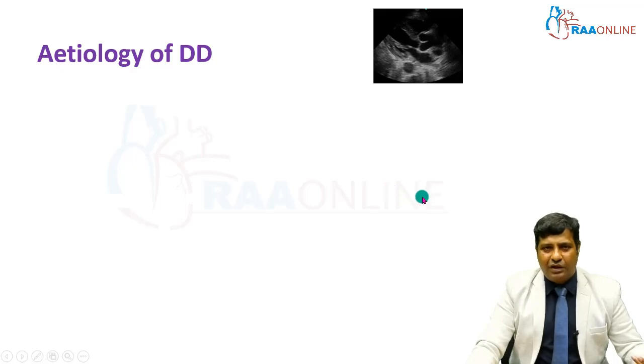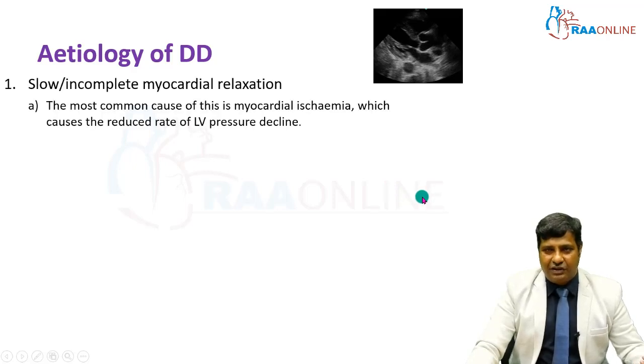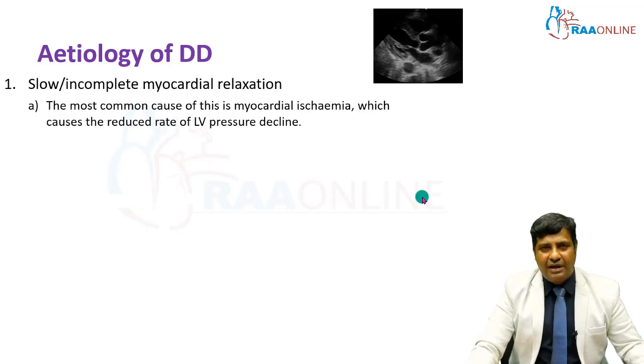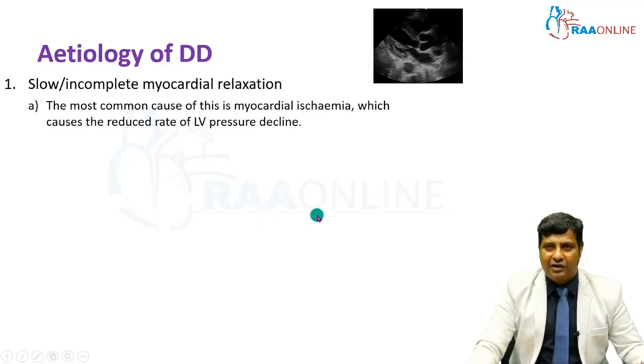So what are the etiologies of diastolic dysfunction? We know that diastolic dysfunction is an abnormality in myocardial relaxation. The most common cause is going to be myocardial ischemia, which, once it sets in, causes the rate of pressure decline to be less.